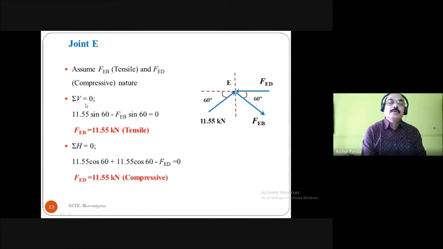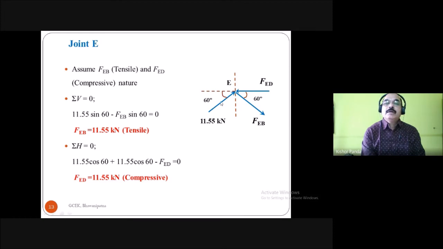Then take the summation of vertical force is equal to 0. Summation of vertical force 0 means, this is one inclined force. So what is the vertical component of this force? 11.55 into sin 60 and upward direction. And this is also one inclined force, and take the vertical component of this force. So FEB sin 60, and the direction is downward. So take upward direction as positive, and downward direction as negative.